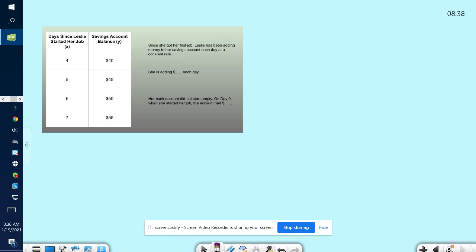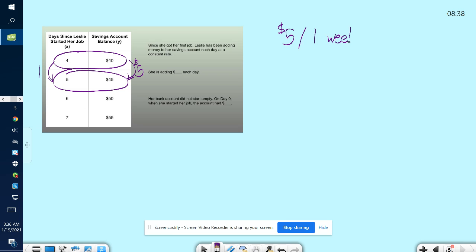All right, this one says, since she got her first job, Leslie has been adding money to her savings account each day at a constant rate. So let's pick 2 rows. Looks like she's adding $5 a day. So if I subtract 45 minus 40, I get 5. And if I subtract 5 minus 4, I get 1. So that means she's adding $5 per day.